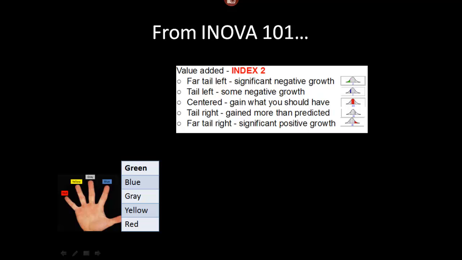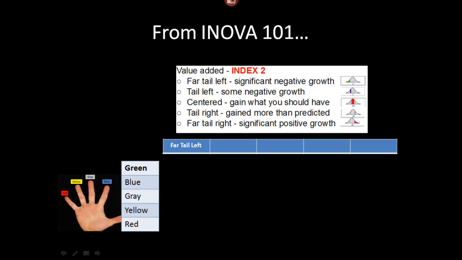Then we know that students that are far tail left had significant negative growth. Students that are tail left had some negative growth. Students that are centered, statistically speaking, gained what they should have. Students that are tail right gained more than predicted. And students that are far tail right had significant positive growth.